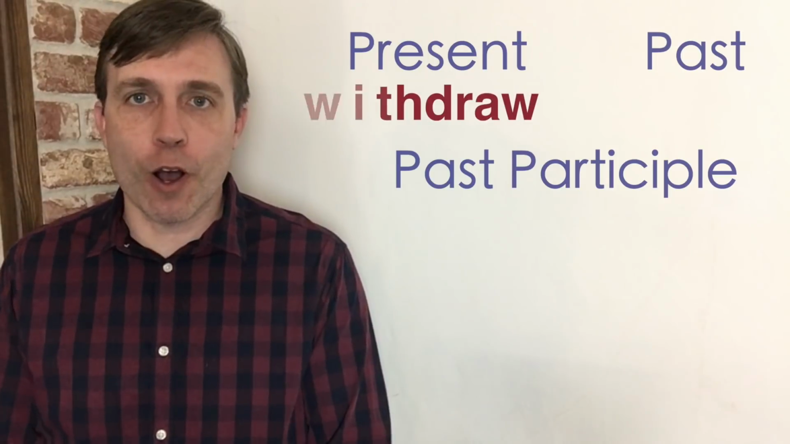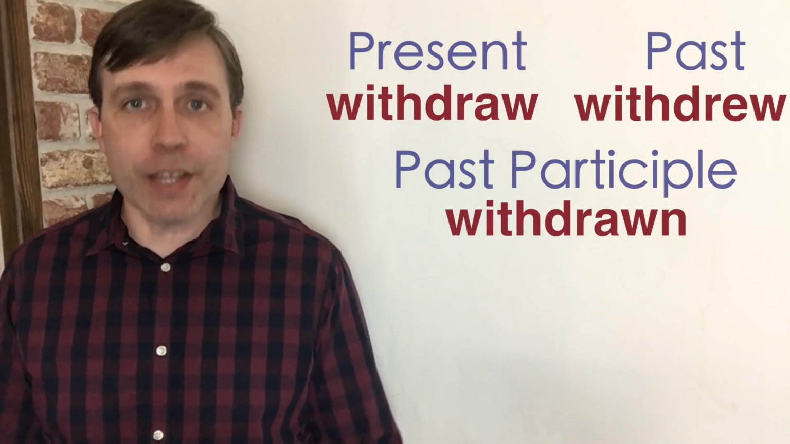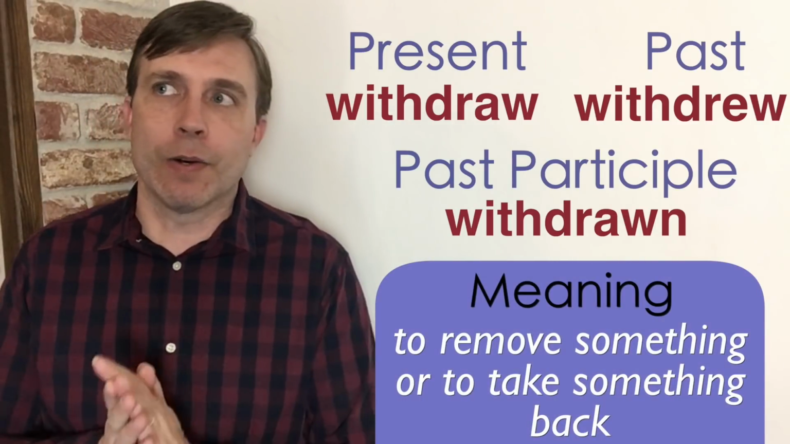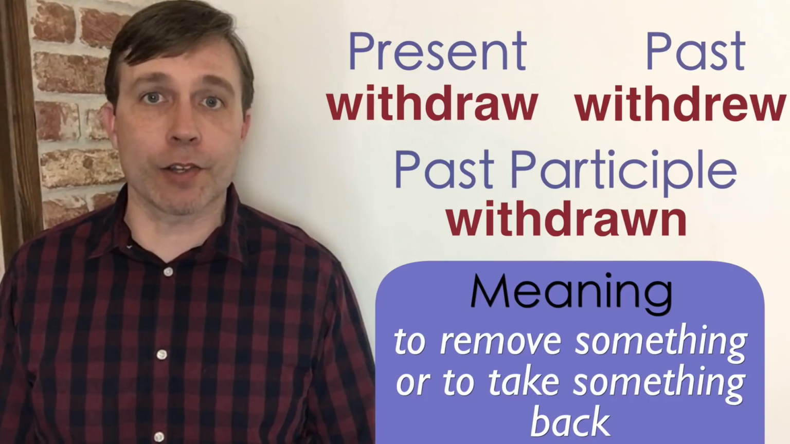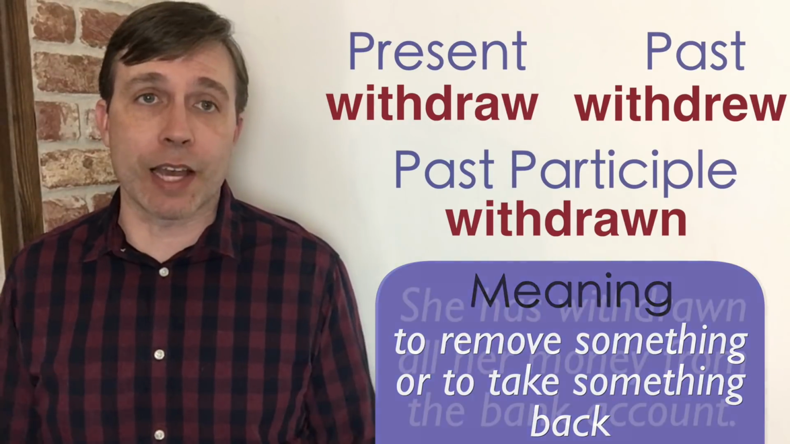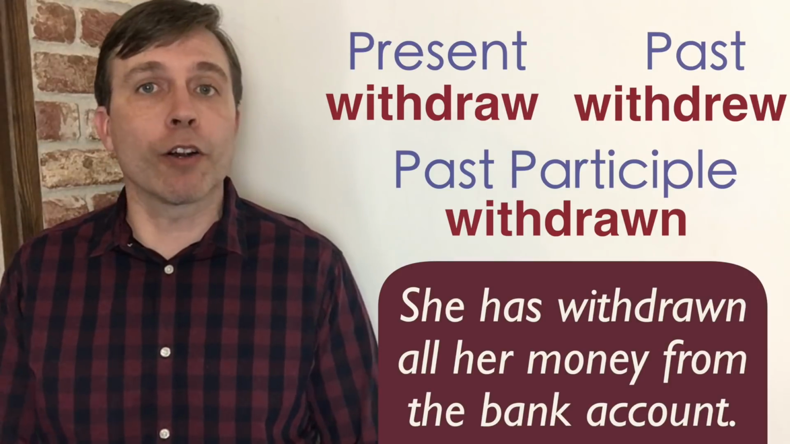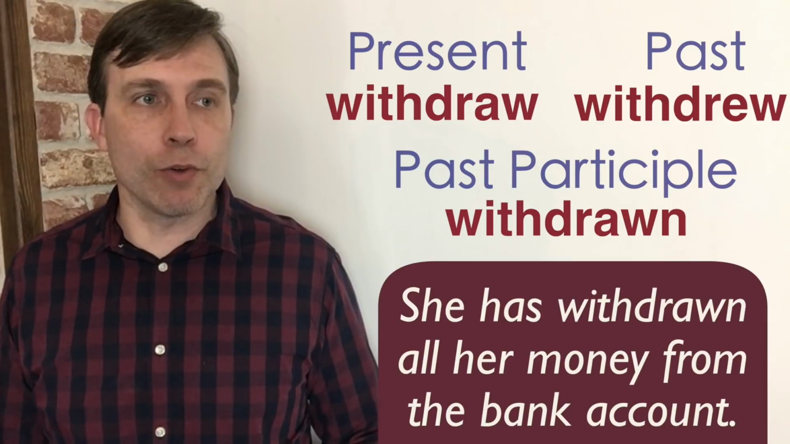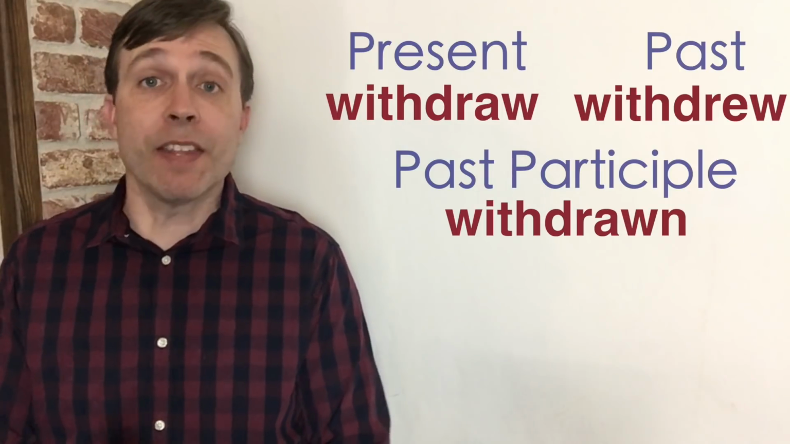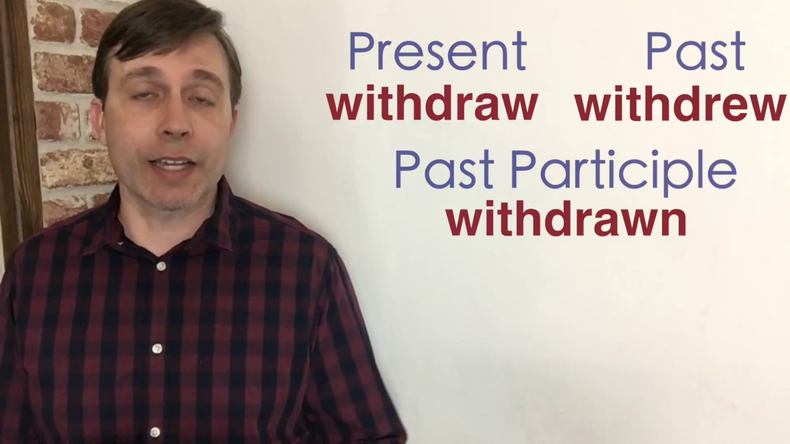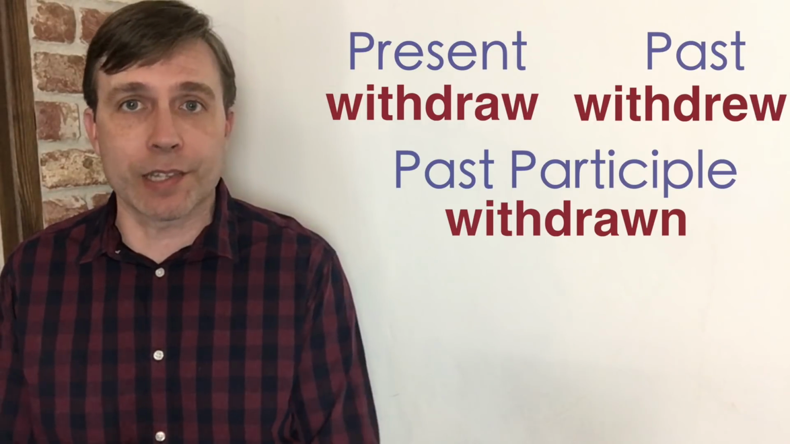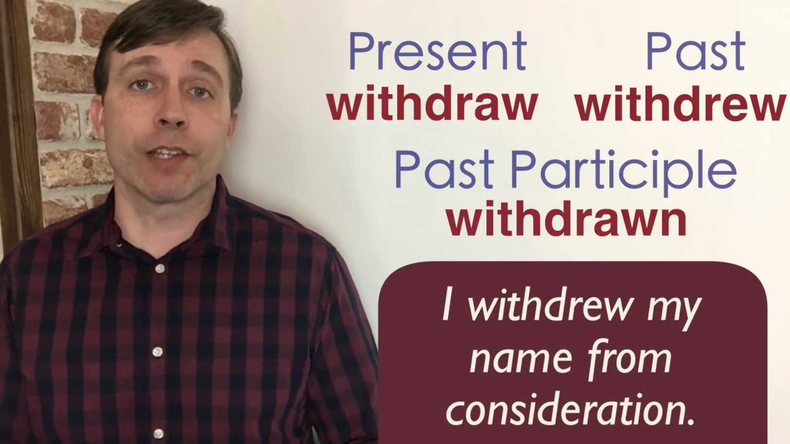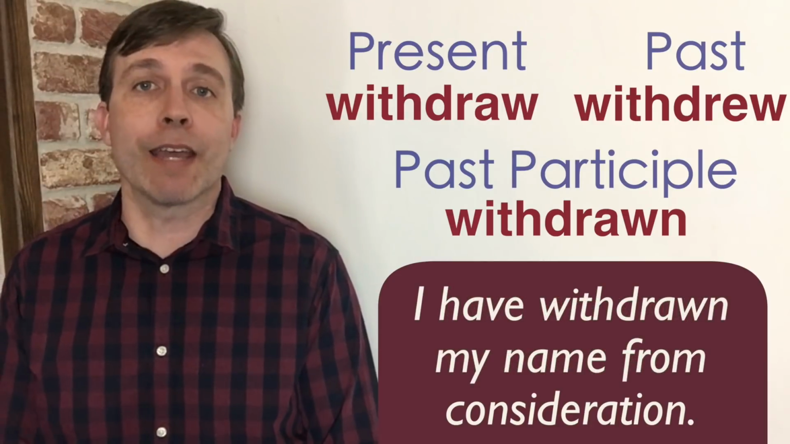Then we have withdraw, withdrew, withdrawn. And this verb means to remove something or to take something back. So when I think of this verb, I think it's often used in the context of money. And you could say, well, she has withdrawn all her money from the bank account. She has removed it from her account. Or maybe you want to apply for a job and then you decide that you don't want it. And I can give you an example and use all three forms and say, I withdraw my name from consideration. Or I withdrew my name from consideration, or I have withdrawn my name from consideration.